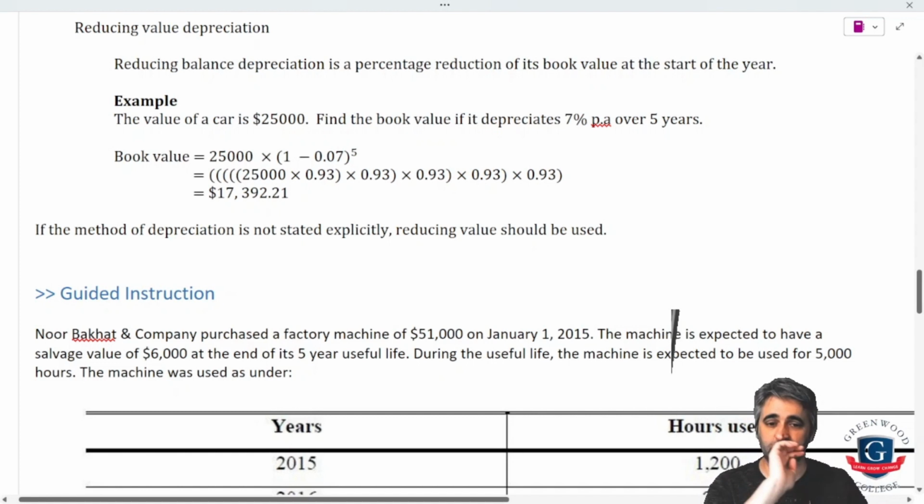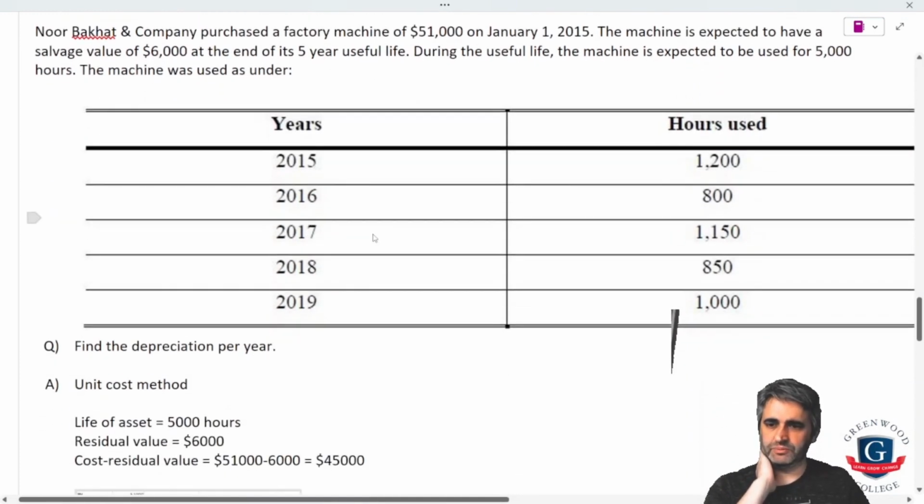We would be able to work out the depreciation. Now, if the method of depreciation is not explicitly stated and it's not obvious that it's looking for the unit cost method, we should use the reducing value method. So let's do one. Here we go.